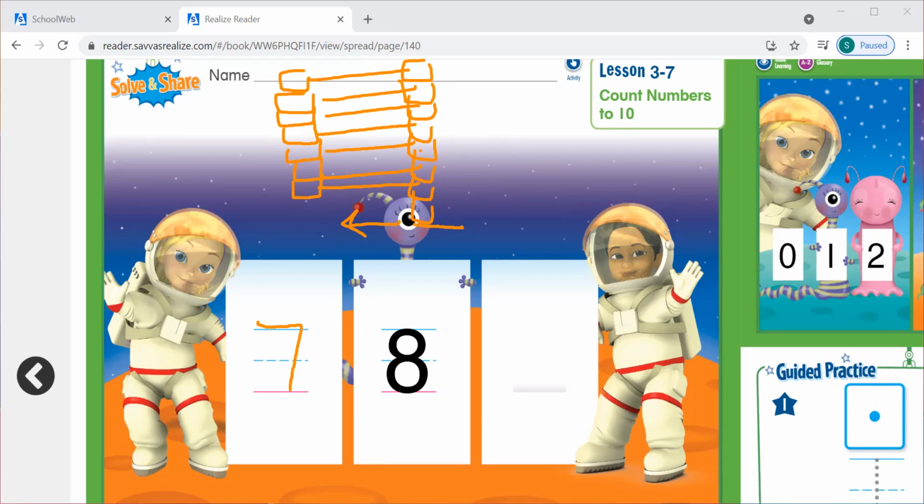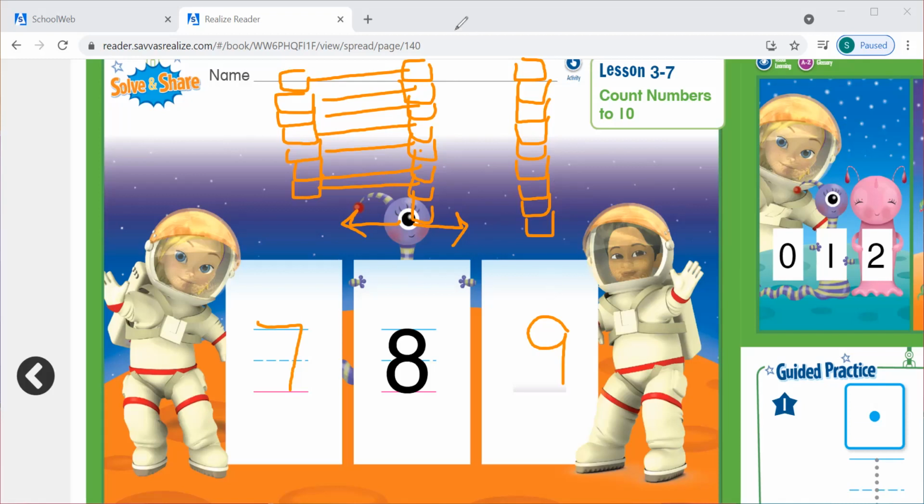Now, over here, we want a number that is 1 more than 8. So if we do the same thing, we're just going to add an extra cube. So we have 8 cubes here. So over here, we're going to add 1 more. So let's draw 8. 1, 2, 3, 4, 5, 6, 7, 8. And we're going to add 1 more. And that's going to make it 9. So 9 is 1 more than 8. And 7 is 1 less than 8.